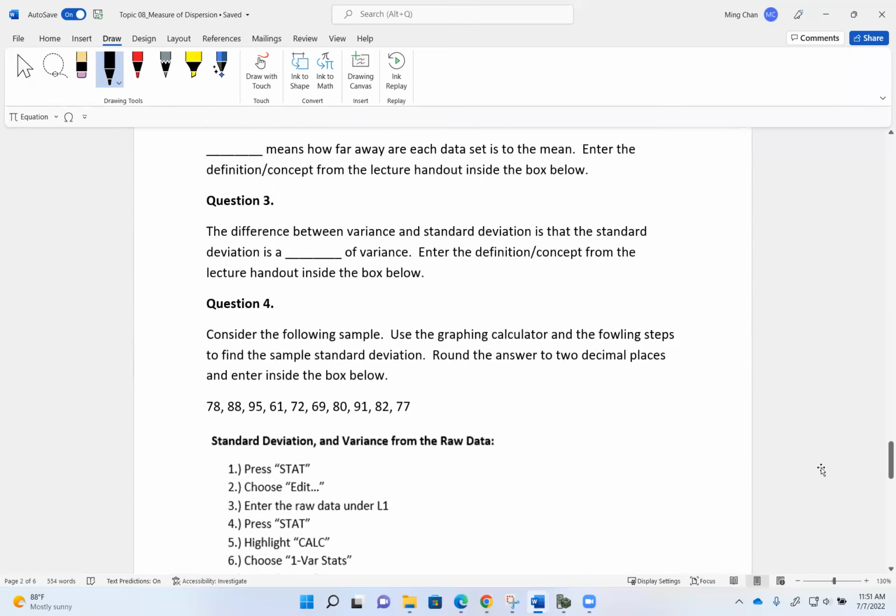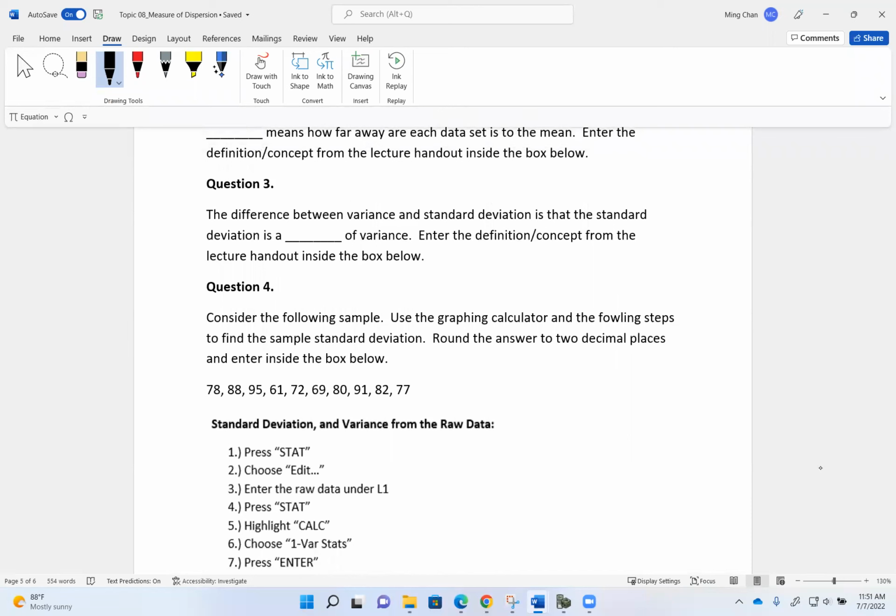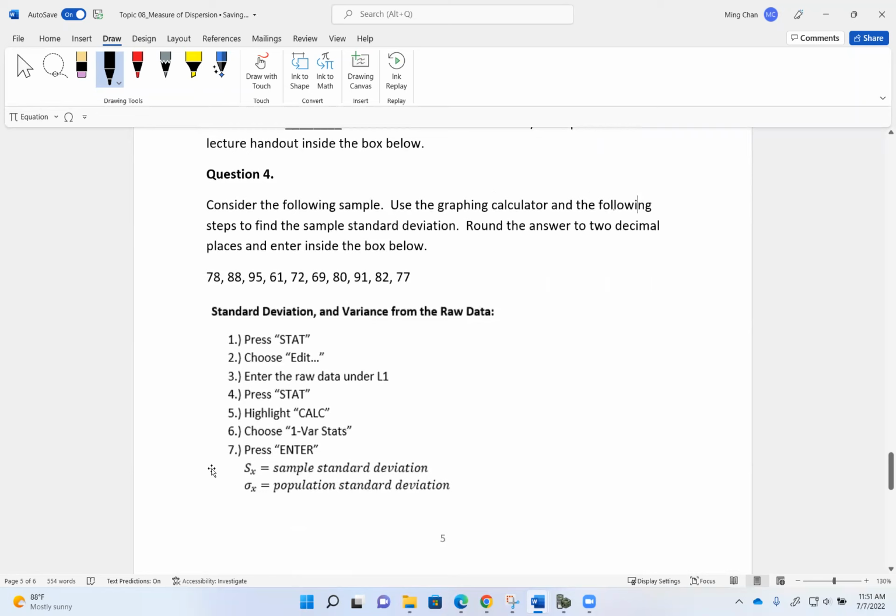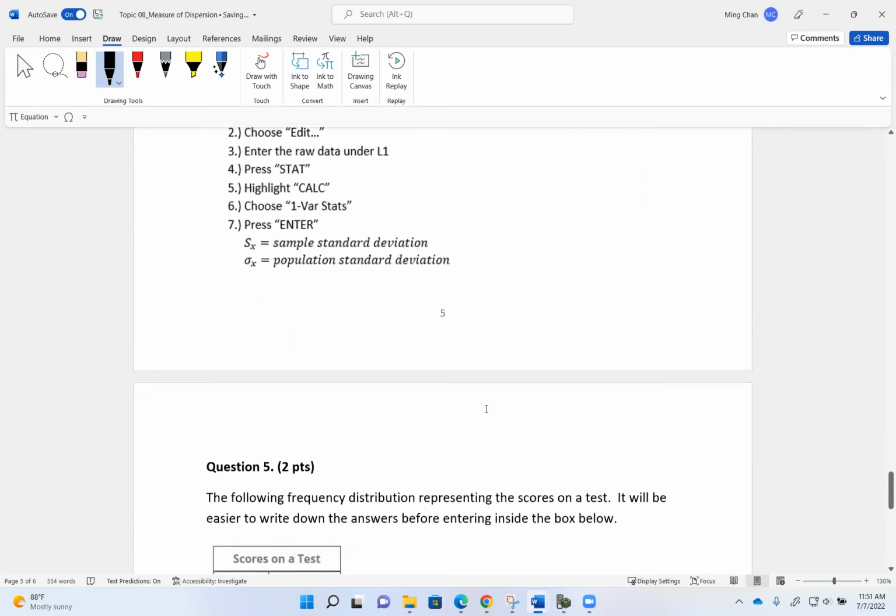Question number 4. Use a calculator, please. Use a graphing calculator in the following steps to find the sample standard deviation. Okay, so do what I just showed you.